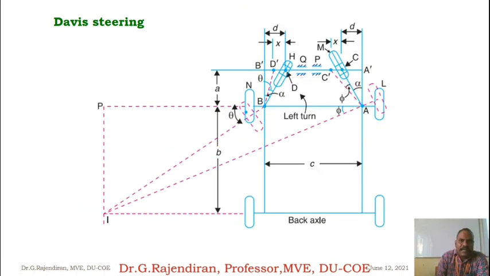Similarly, for the triangle A dash, A dash C, tan alpha is equal to A dash C divided by A dash A, this divided by this one. So we can say that it is D by A.